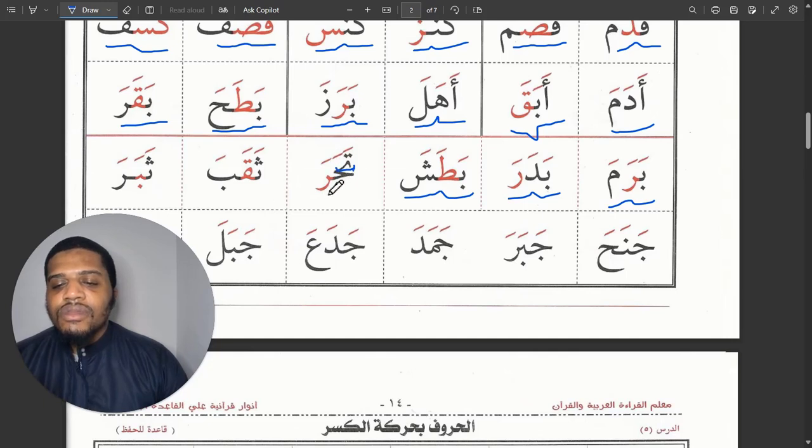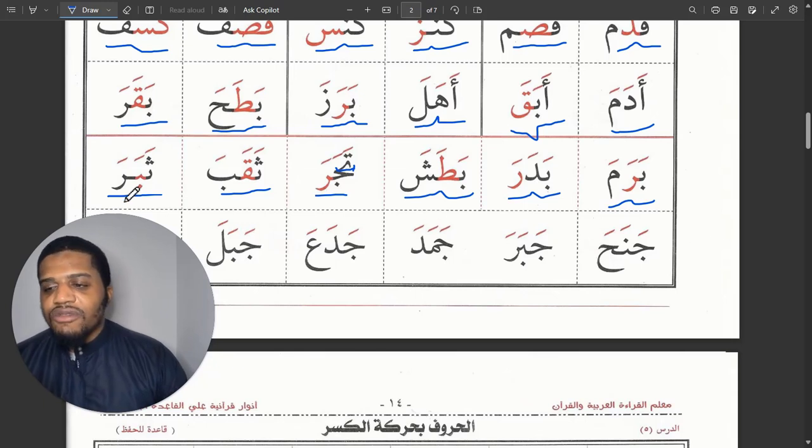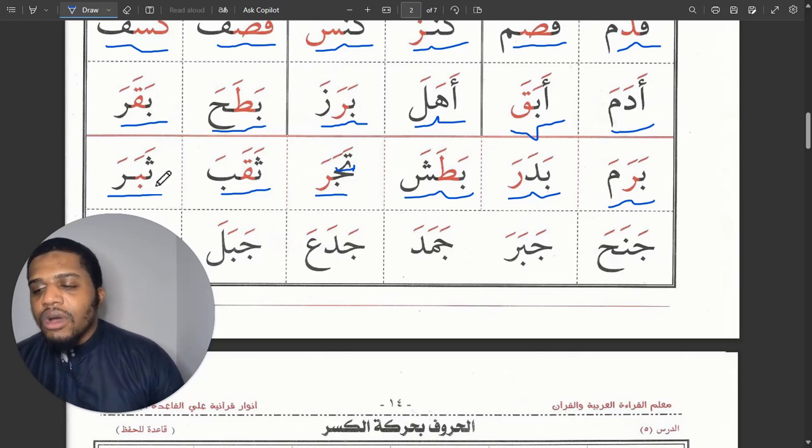Tajara. Thaqaba. Thabara. And you can see how I'm changing from weak to strong. So I'm saying thaba, and I'm not going ra, I'm saying thabara.